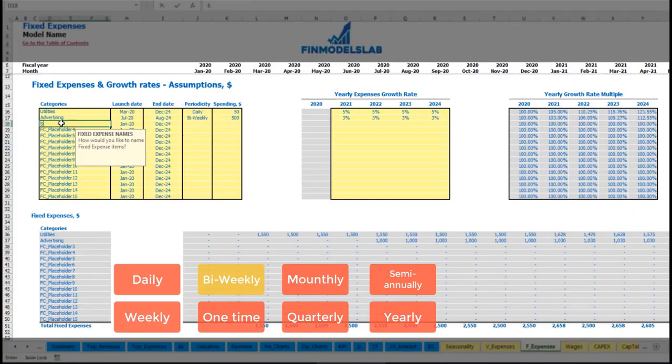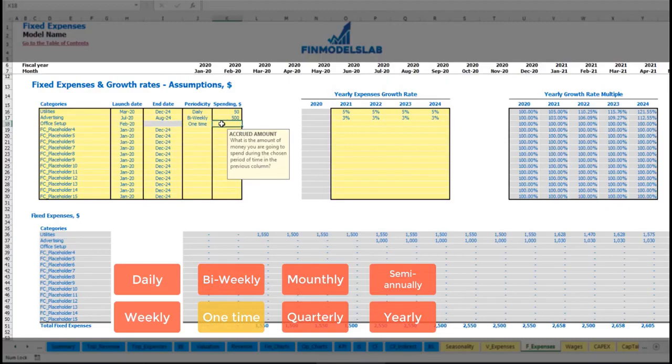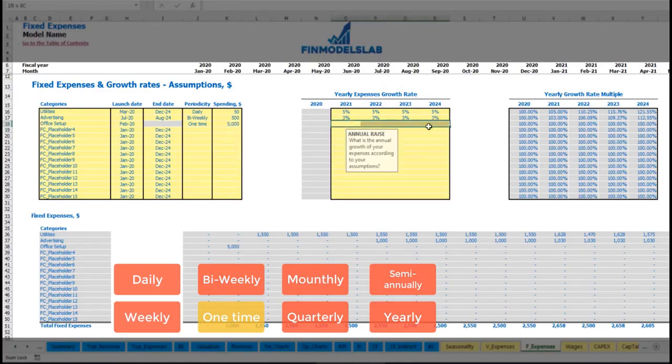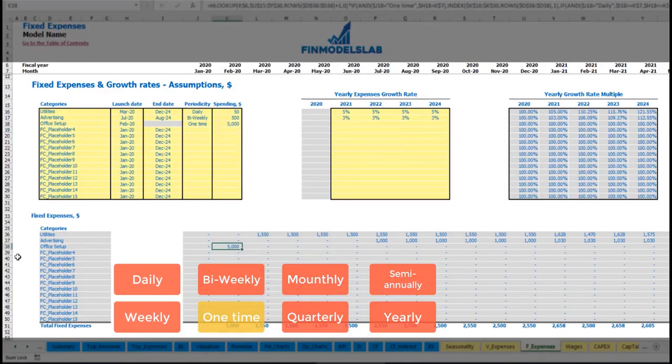Another option, office setup, which can be one-time payment, which will happen in February 20 with amount of $5000. Obviously you should not input any growth rates because this is just one-time fee, and you may see that office setup will happen in February 20 with this amount.